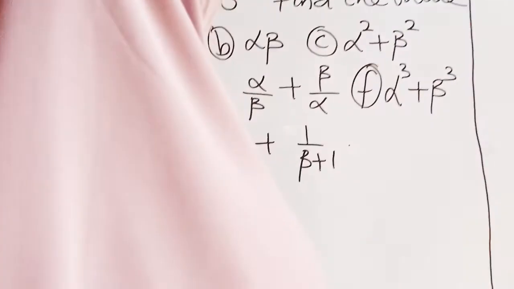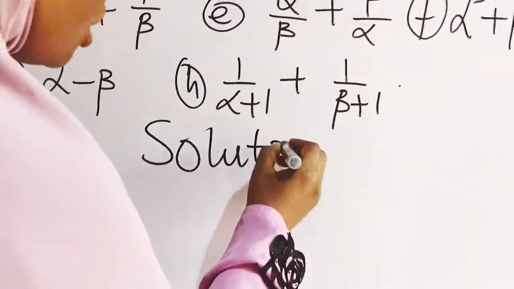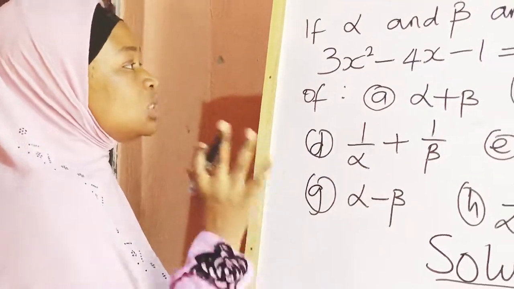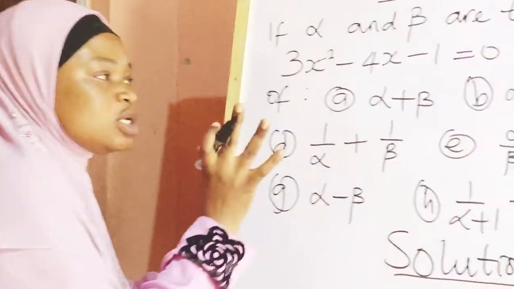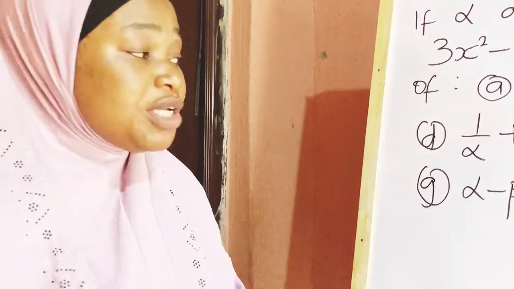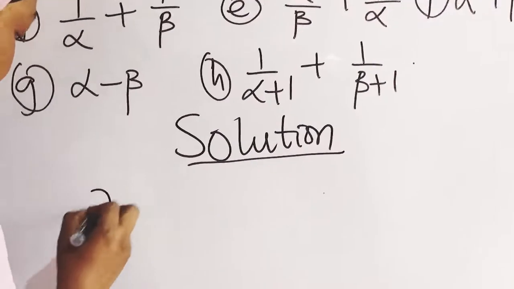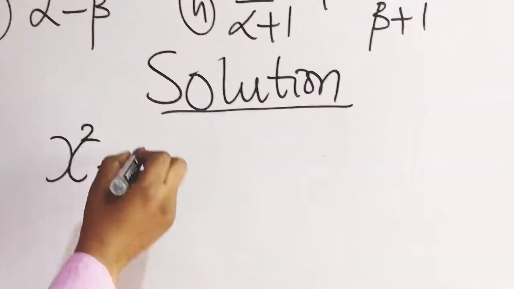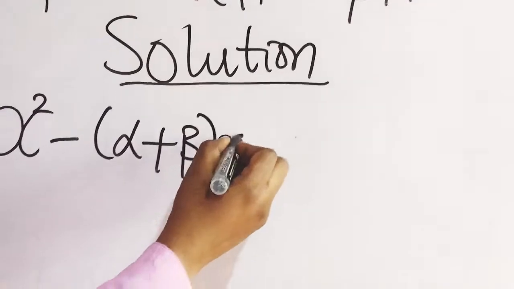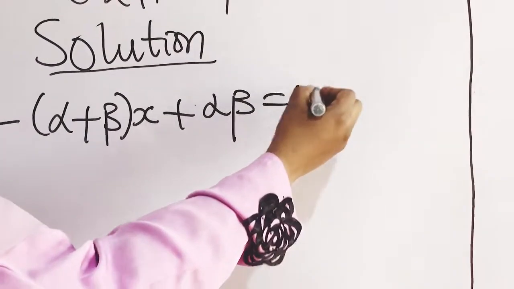So, solution. The first thing is that you have to recall the formula that you can use to generate a quadratic equation. We have done a video on that one. If you have not watched the video, I will leave the link in the description box. x squared minus alpha plus beta multiplied by x plus alpha beta, everything is equal to 0.